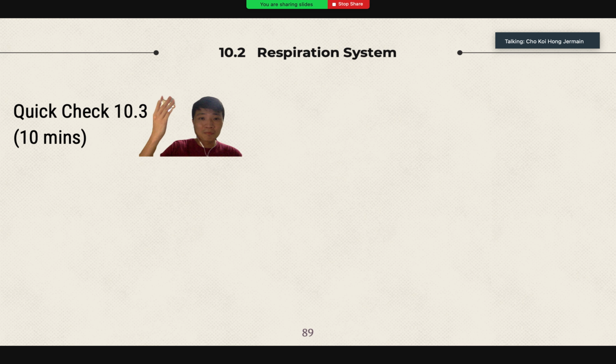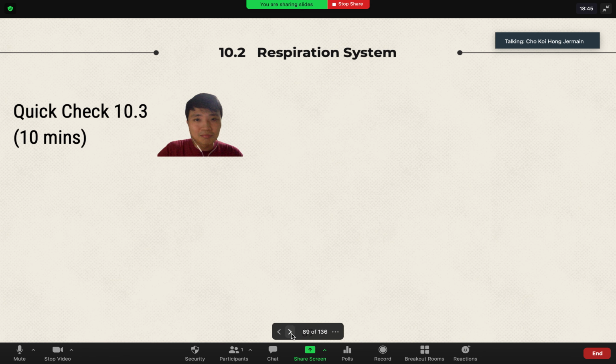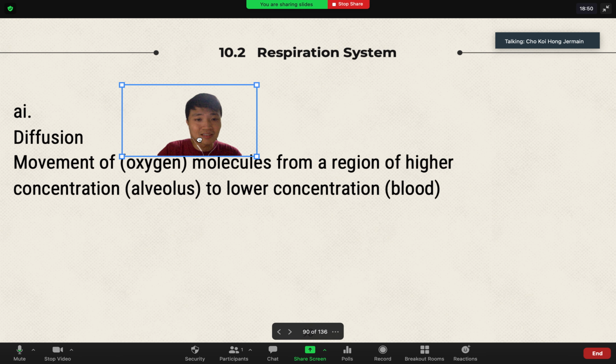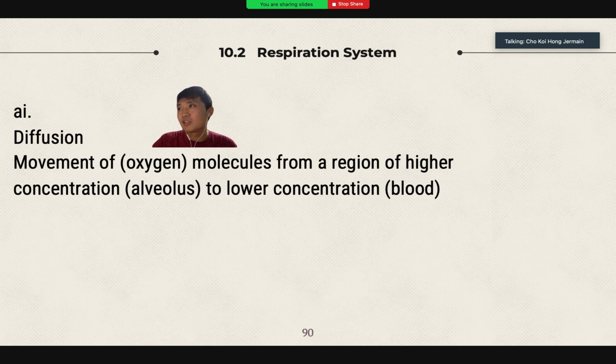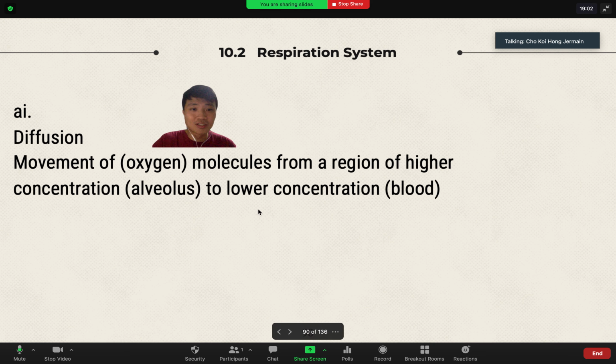Okay, welcome back. This is assuming that you have already done your work. Let's check through the answers. Now, the figure shows a section of alveolus. They say oxygen is transferred from the interior of each alveolus into the bloodstream.